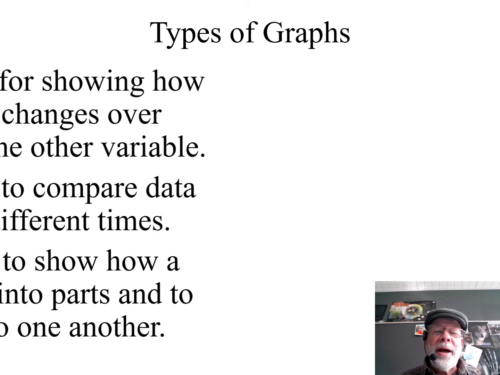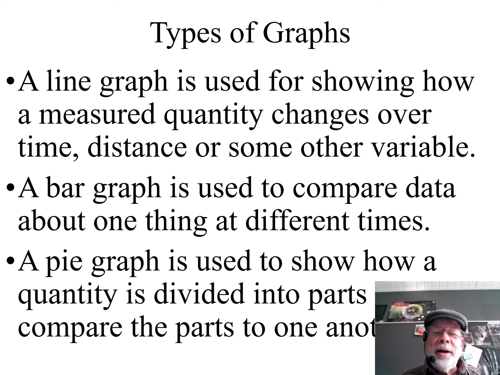Let's talk about some graphs. A line graph is used for showing how a measured quantity changes over time, distance, or some other variable. A bar graph is used to compare data about one thing at different times. And a pie graph is used to show how a quantity is divided into parts and to compare the parts to one another. A graph is for you. It's for you to visually take in information and make complete sense of something very quickly.